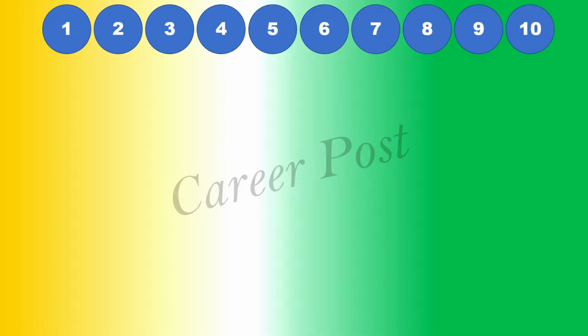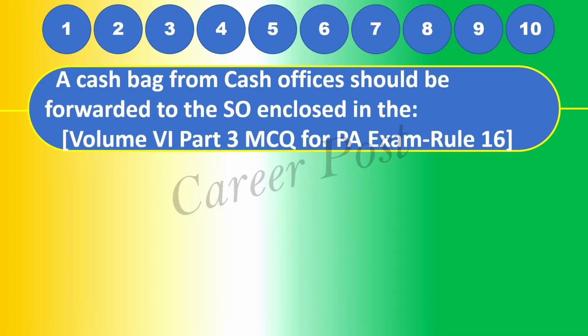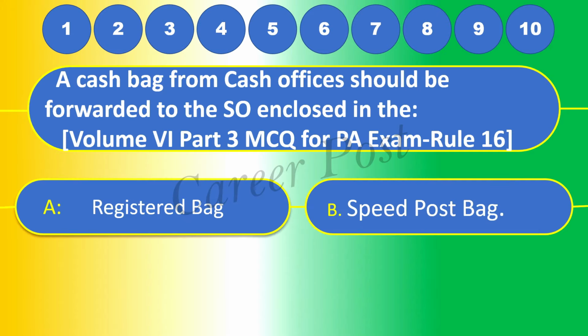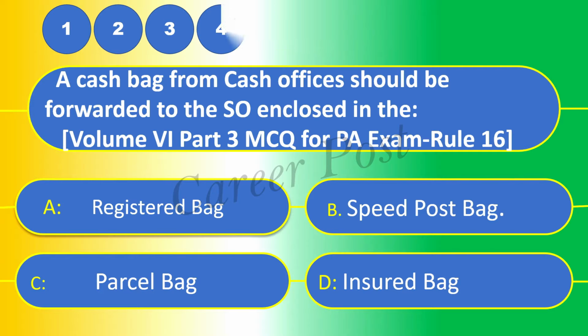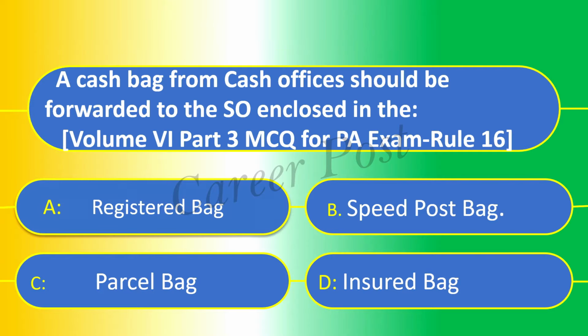Now let us see some 50 important questions, new content that you will find nowhere on the internet. This is Volume 6 Part 3 MCQs for the PA examination. Now let us see Rule 16 in Volume 6 Part 3. A cash bag from cash officers should be forwarded to SO enclosed in the: A registered bag, B speed post bag, C parcel bag, D insured bag. I think this question was asked in one of the PA examinations, in the last or previous-to-last examination. And the answer is, it is the registered bag. Cash bag, naturally it is included in the registered bag from a cash office.